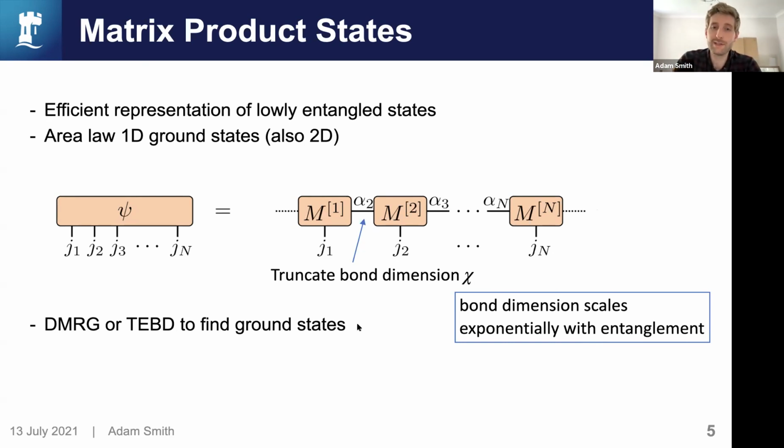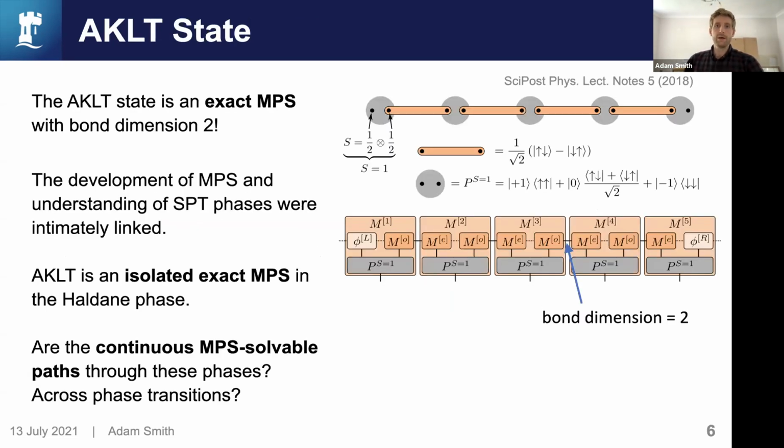Now, what I'm going to talk about is cases where we can actually represent states exactly by using a low bond dimension. So typically when we do this splitting into matrices and truncating the bond dimension, this is an approximation to the state. Now, there are cases where this low bond dimension actually gives you the exact state, the exact ground state of the Hamiltonian. And one such example is this AKLT state and the AKLT model. The ground state is actually an exact MPS with bond dimension 2.